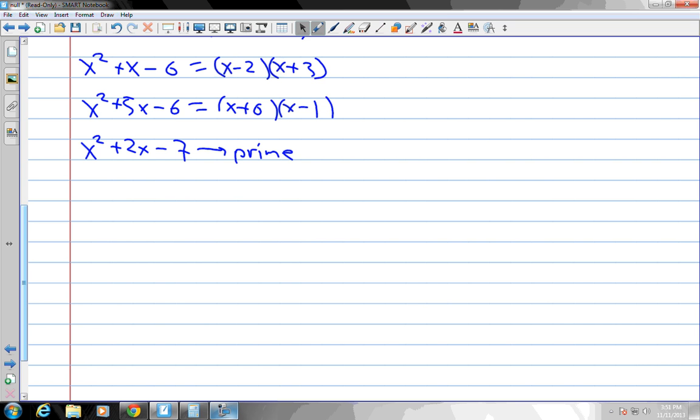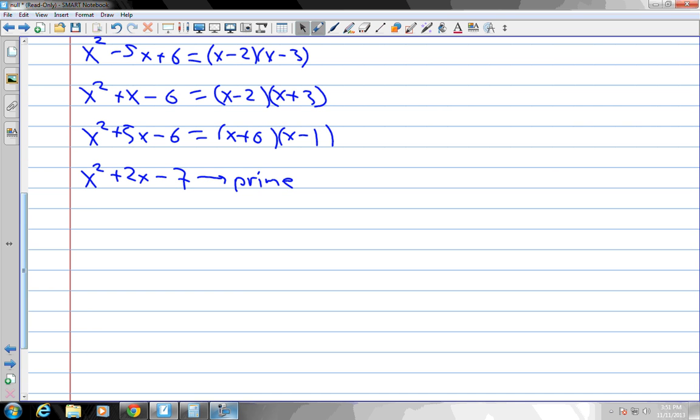But let me play with 6 some more, that's fun. How about x squared plus 7x plus 6? 6 and 1. X plus 6, x plus 1. So it does take a little bit of time to get used to this way of thinking, but it will happen.